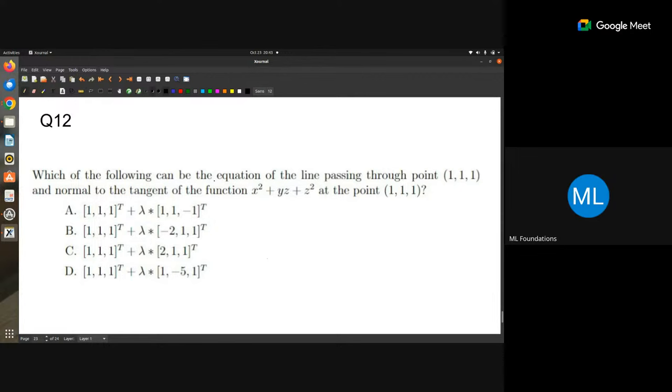Shall I solve it? Okay, you just tell me. Okay, fine. Maybe I'll solve it along with you. So this is the function f of x, y, z, which is x square plus yz plus z square, right? This function. So any tangent to the curve, what is it like?